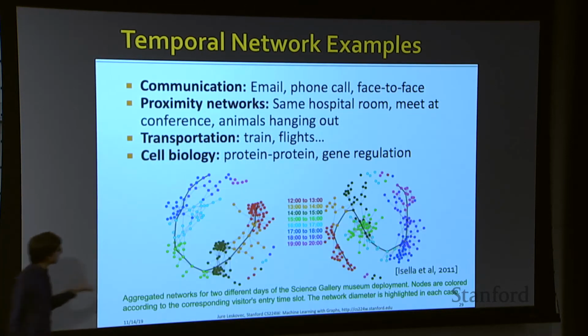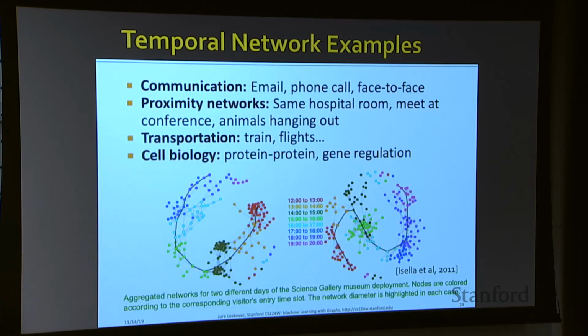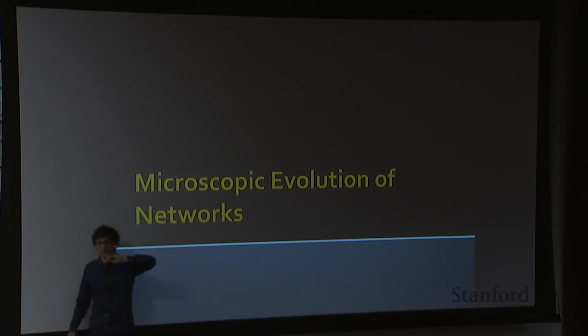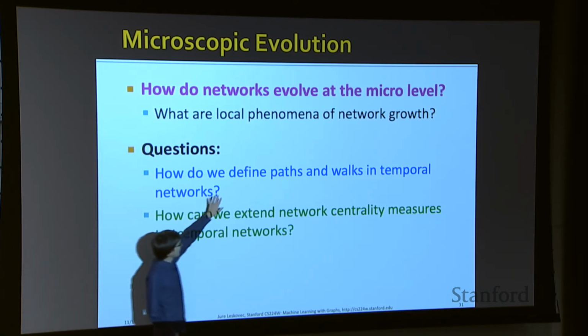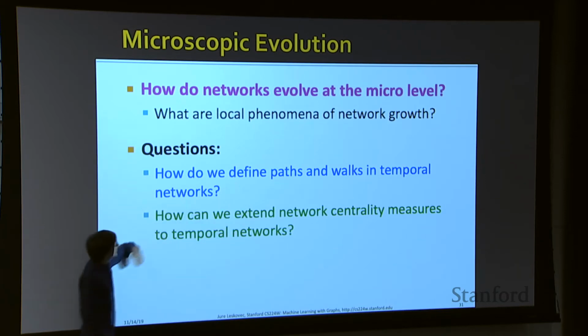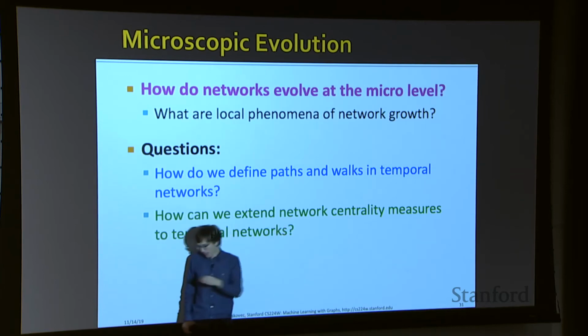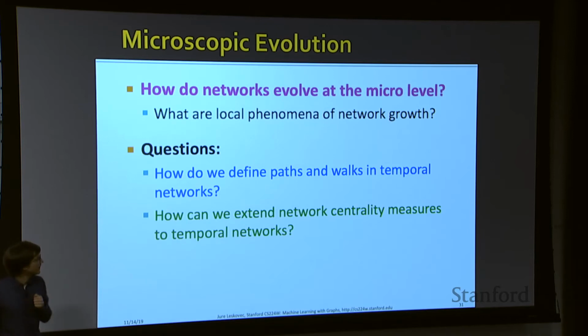So now that we have this notion of temporal networks that I just defined and showed you two examples of, we can start thinking about how networks evolve at this microscopic level. How do the nodes change over time? So what are we interested in? What are some local node-specific phenomena in the networks as networks evolve? What we will talk about is how we define paths and walks on temporal networks, and how we can then extend, for example, the notion of PageRank or some kind of node importance to temporal graphs. So that's the second topic I want to talk about.